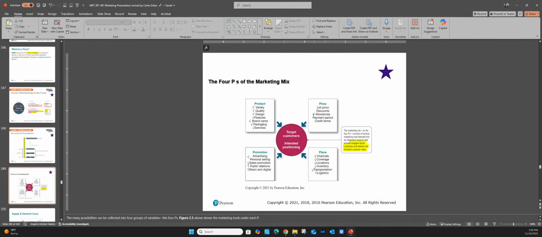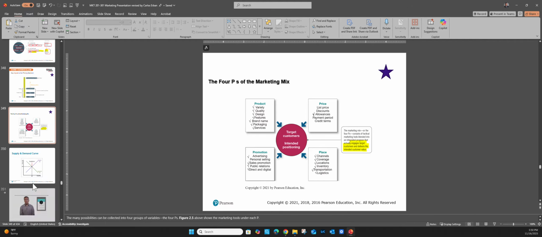So price has the regular list price, discounts, allowances, payment period, credit terms. Okay, so some of these things, discounts, are also considered part of trade promotion. We'll talk about that. But the terms, the payment period, if you have a credit card, that's considered part of your prices, right? So when you're going to buy a car, you take all those things into account.